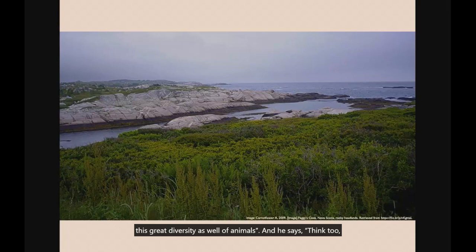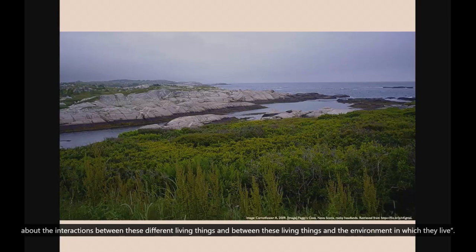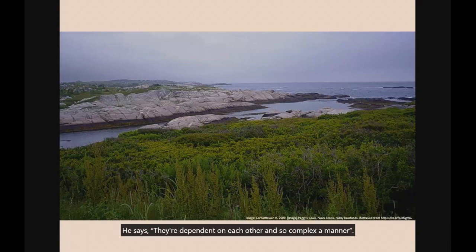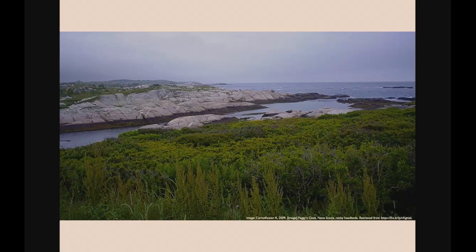And he says, think too about the interactions between these different living things and between these living things and the environment in which they live. He says they're dependent on each other in so complex a manner. So that was kind of our ending point in Biology 1010.